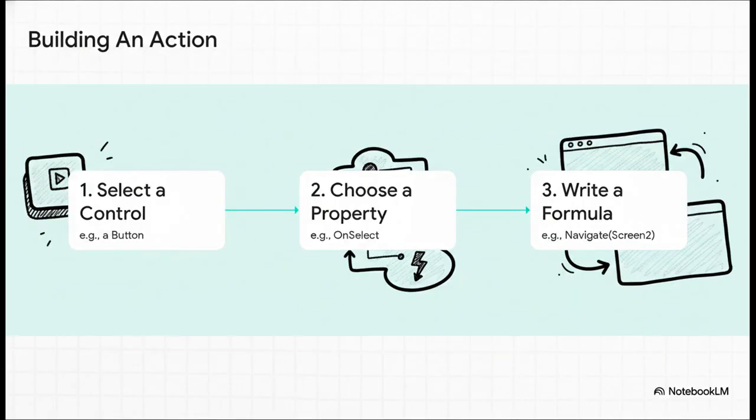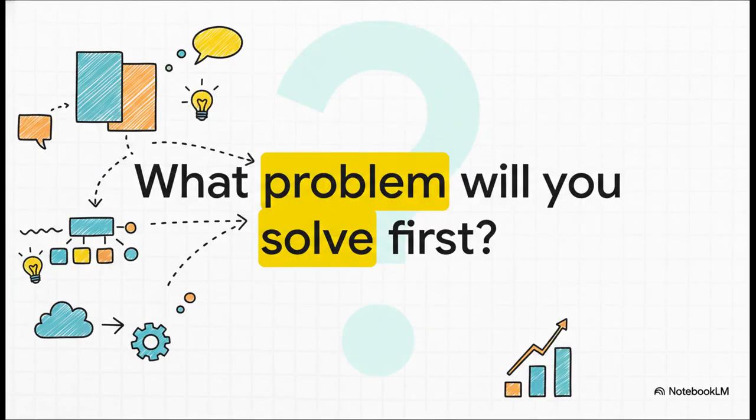So when you put it all together, making your app do something is a really simple three-step dance. One, you pick a control, like a button. Two, you pick an event, like onSelect, which just means when someone clicks this. And three, you write a formula that tells it what to do, like navigate to the next screen. That's it. And there you have it. That's the basic blueprint for building with Power Apps.